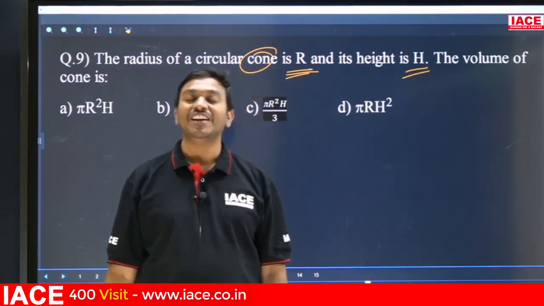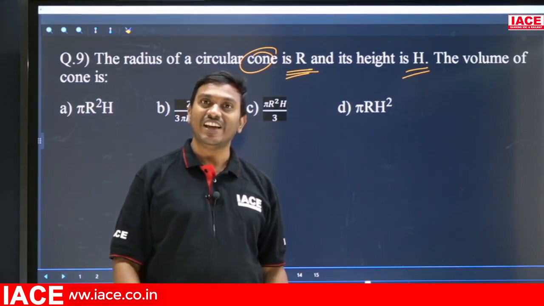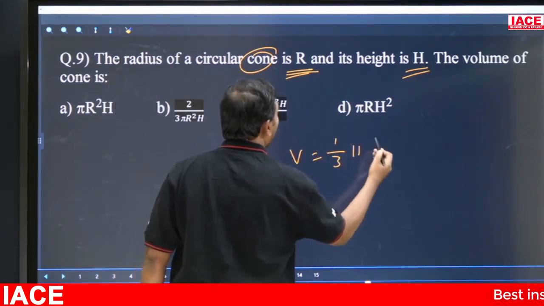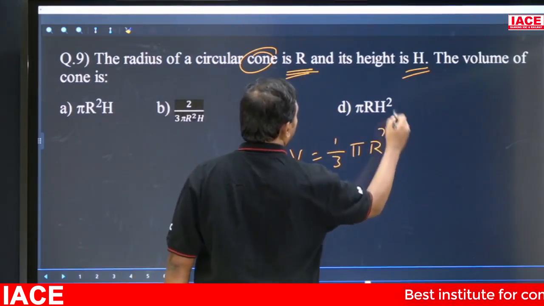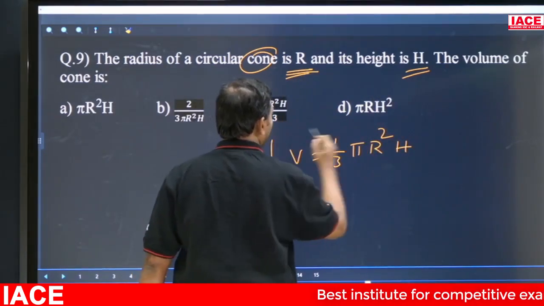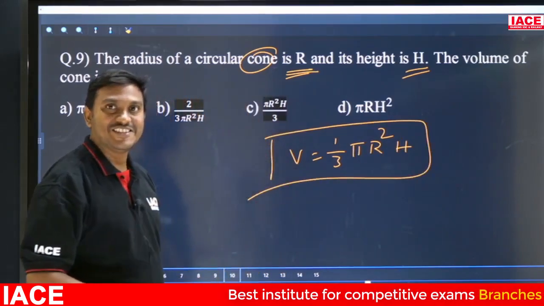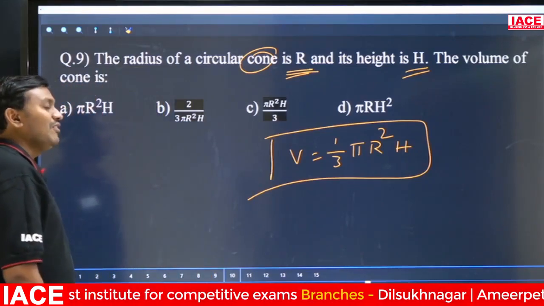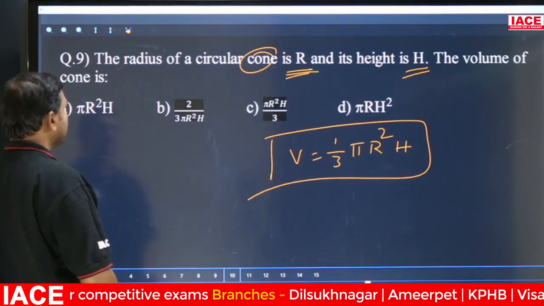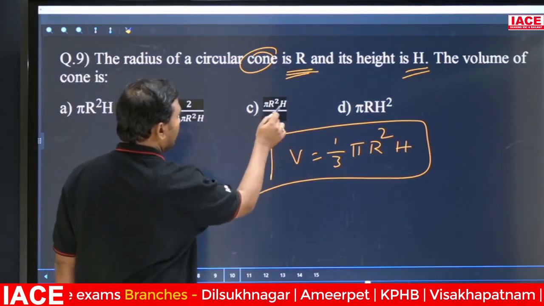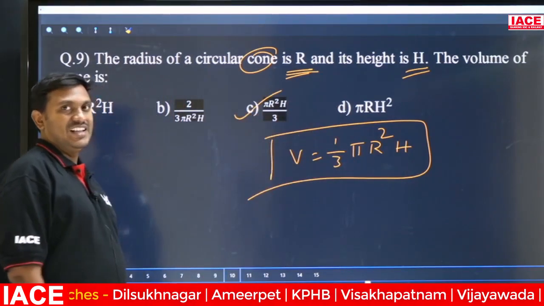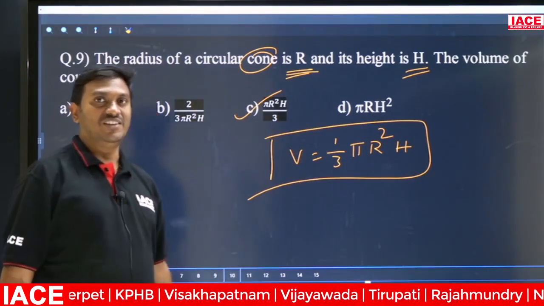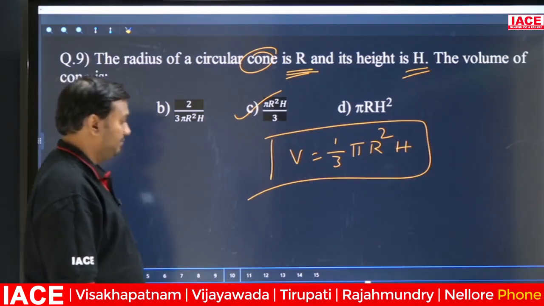Direct formula is given. So no need to do all these things. What is the volume of a cone? Volume of a cone is 1/3 pi R square H. No need to do anything. Direct cone formula is given. Cone formula is 1/3 pi R square H. So what is the answer? 1/3 pi R square H. So option C is the right answer. Here there is nothing to solve. Direct cone formula is given. Okay, lucky, right?